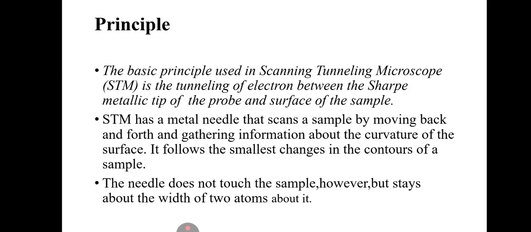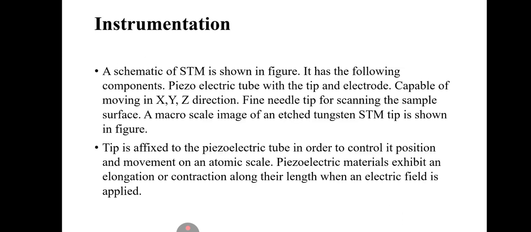Principle: the basic principle used in STM is tunneling of electrons between the sharp metallic tip of the probe and the surface of the sample. STM has a metal needle that scans a sample by moving back and forth, gathering information about the curvatures of the surface. It follows the smallest changes in the contours of the sample. The needle does not touch the sample; however, it stays about a width of 2 atoms above the surface.